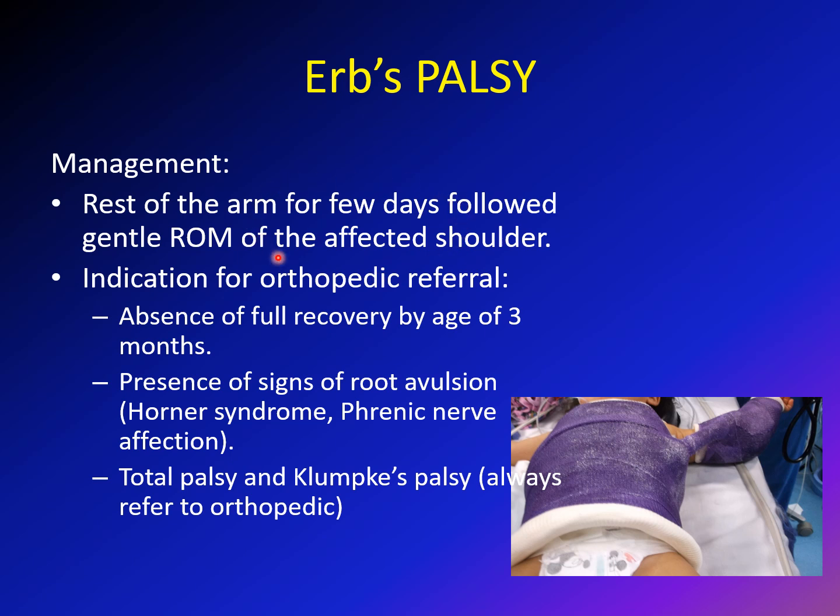So just rest of the arm, same thing. The arm is tucked with the body, or you use a safety pin and pin the sleeve to the gown. Just do some resting for the arm, and then later on gentle range of motion. As we said, 80% of the patients will completely recover. When to refer Erb's palsy to the orthopedic surgeon? If you don't see recovery by the age of 3 months.